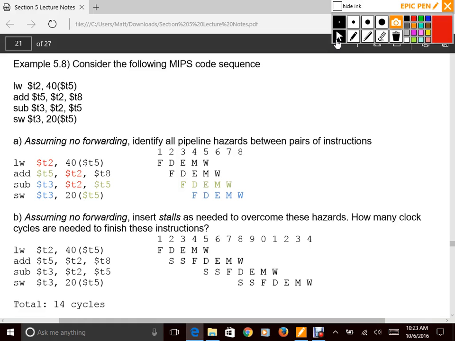Load word T2, 40(T5). Add, where I'm adding T2 and T8 and putting it into T5. Subtraction, where I subtract T5 from T2 and put it into T3. And then I store the value in the register T3 into 20(T5), where T5 is the base pointer and 20 is my offset.